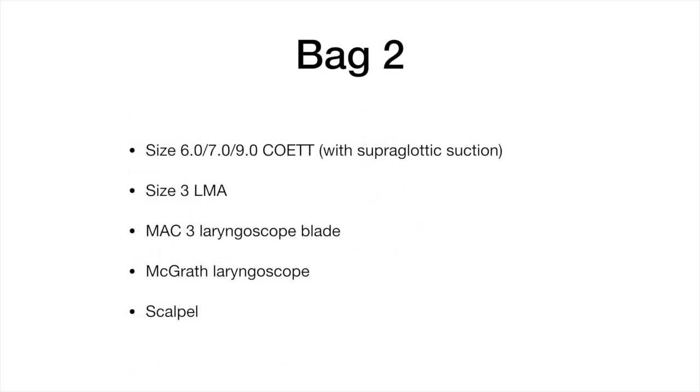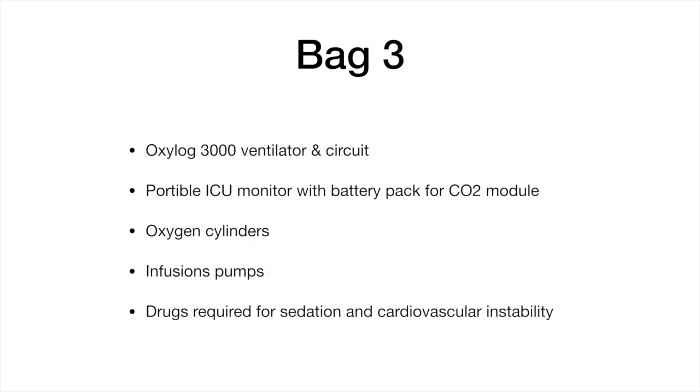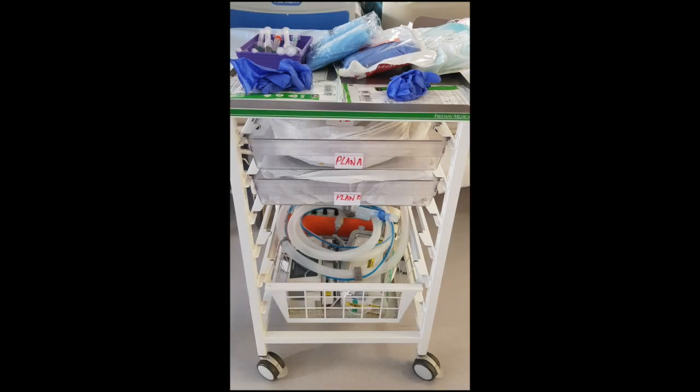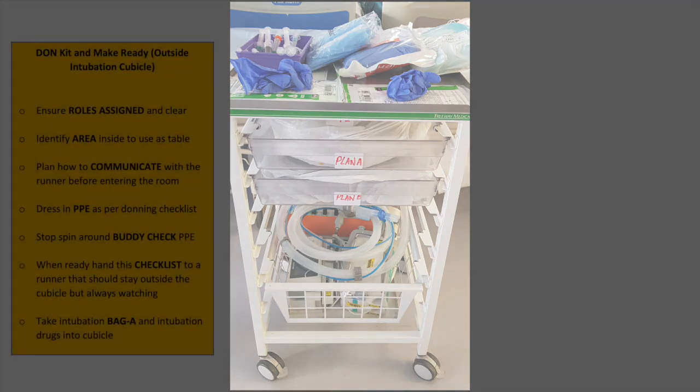Bag 2 contains additional equipment for backup airway plans. And Bag 3 contains further equipment needed for the transfer. You may also need a trolley to help you transport all the equipment with you.